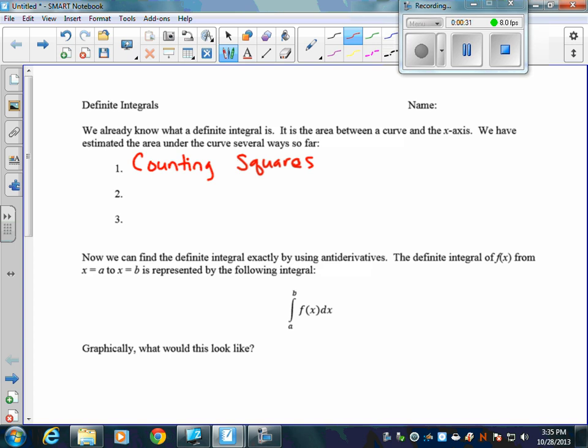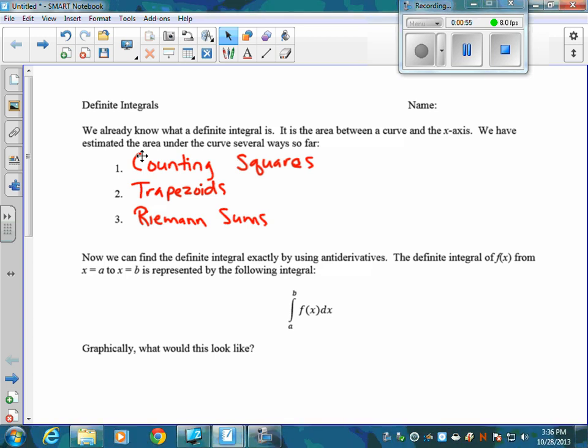The next way that we learned was a little more specific, and we got much better estimates, and that was by using trapezoids. We would just break our little region up into trapezoids, find the area of each trapezoid, and add them up. The last method was Riemann sums, and the Riemann sums were rectangles, so we broke our area up into rectangles, found the area of each rectangle, and added those up. So now we're actually going to find this exactly. We're no longer finding an estimate, we are actually going to find the area under a curve, and we're going to use antiderivatives to do that.